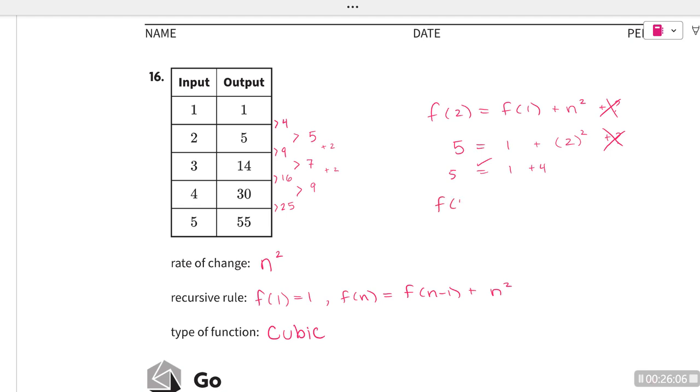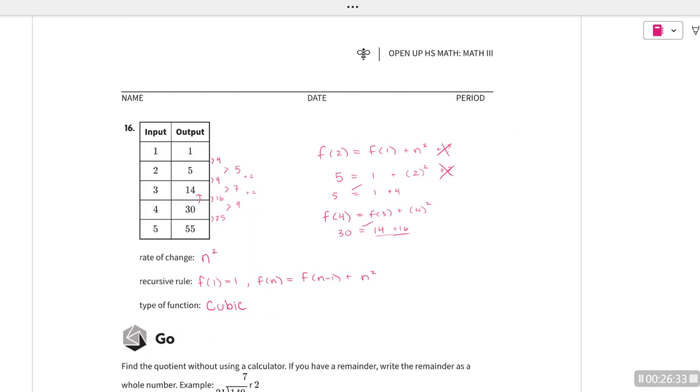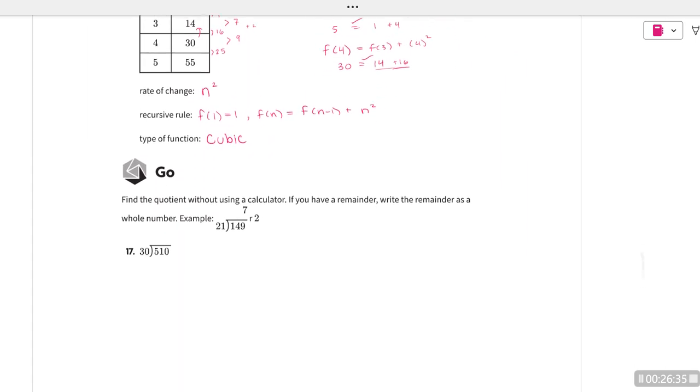Let's test f of 4. So this should be f of 4 is 30. And we should have the term before 4, which is f of 3. So that is 14 plus 4 squared, plus 16. So does 30 equal 14 plus 16? Yes, it does. So our formula is correct. A nice way to check our work. All right, let's move on.